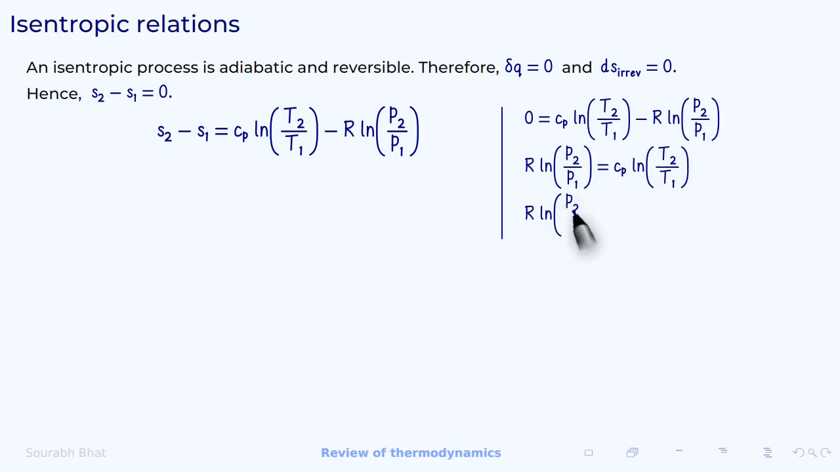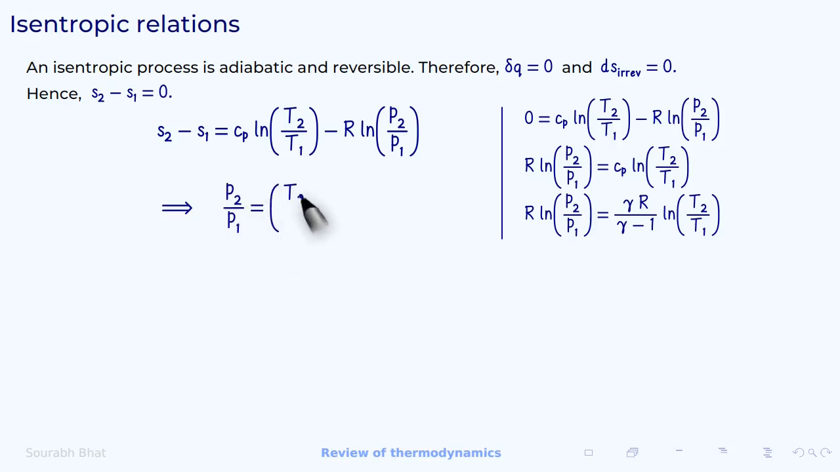and writing Cp in terms of gamma and R, we get this equation. Now, dividing both sides by R and taking the exponential, we get this very important isentropic relation between pressures and temperatures. P2 by P1 is equal to T2 by T1 raised to gamma divided by gamma minus 1.